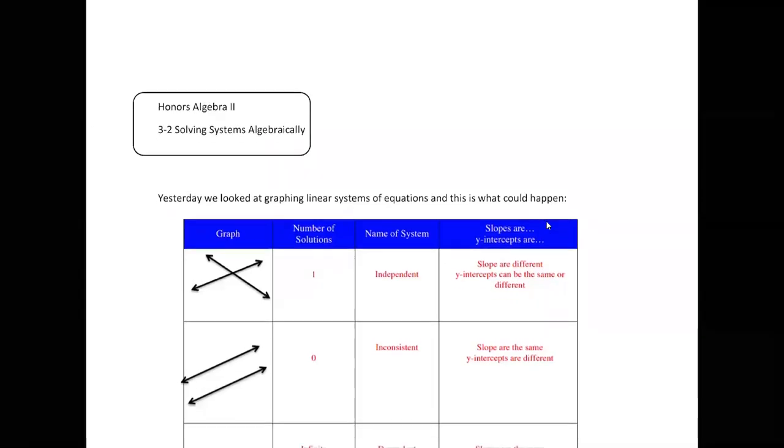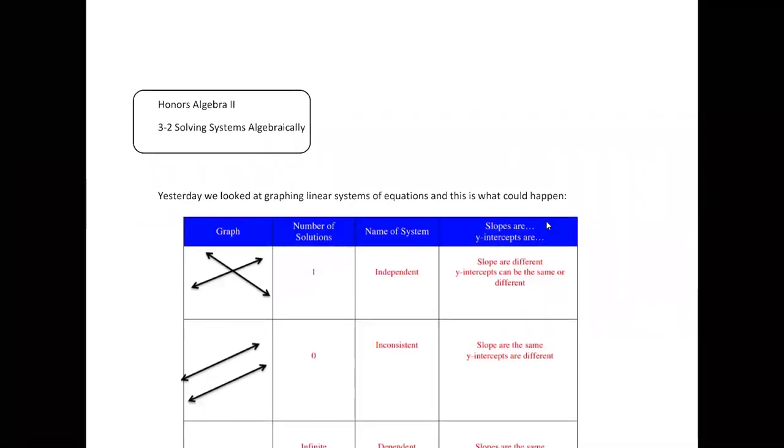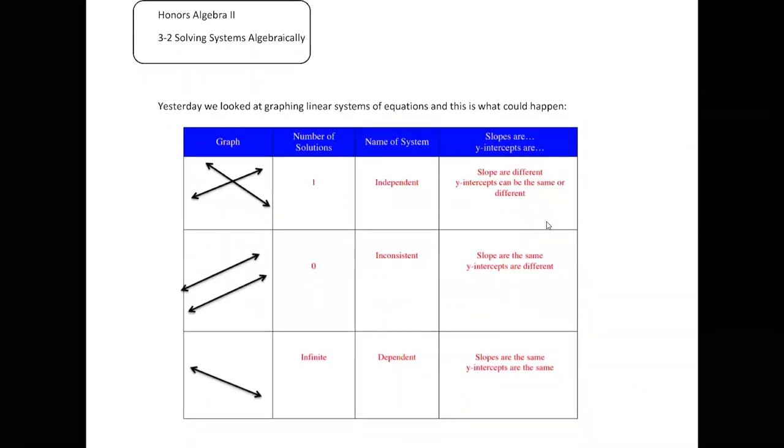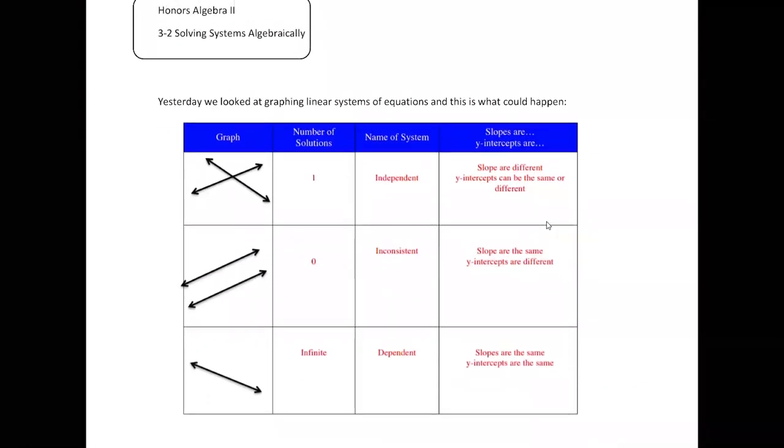About what we talked about with classifying systems. I feel like it was kind of a little sloppy on the other note sheet. So just to recap what we talked about with classifying, remember if you have lines that cross at one spot, that's called an independent system. And for that to happen, you have to have different slopes, but the y-intercepts really don't matter. But parallel lines have zero solutions, so the classification of that is called inconsistent.